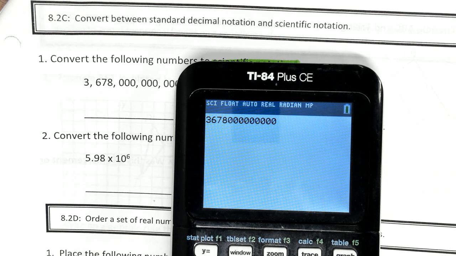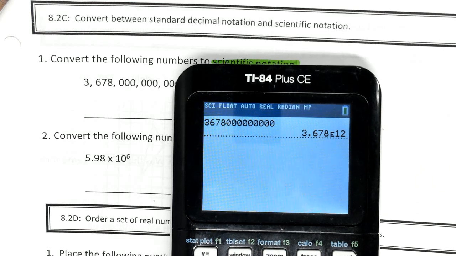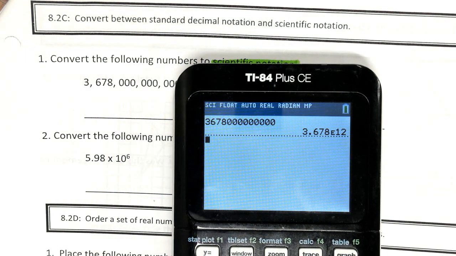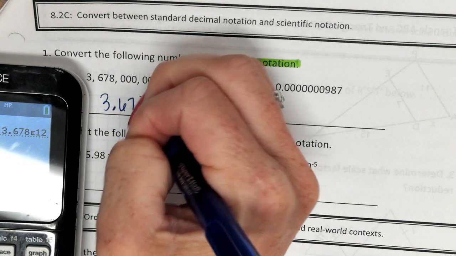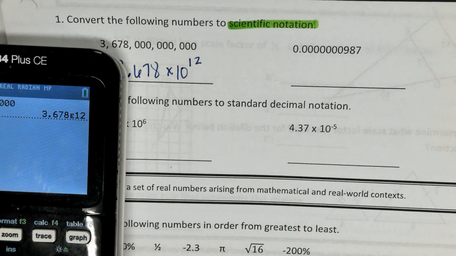When I hit enter, that's my answer, but we don't write the E. What do we write? Times 10 with an exponent of 12. So my answer is 3.678 times 10 with an exponent of 12.